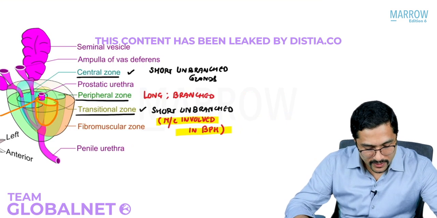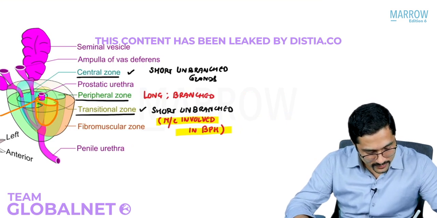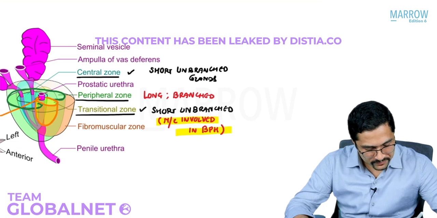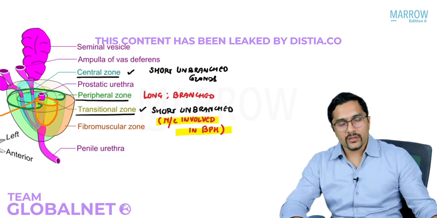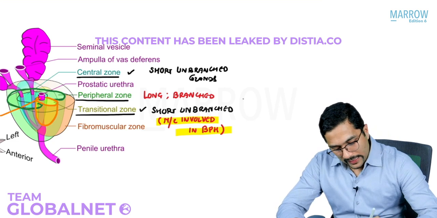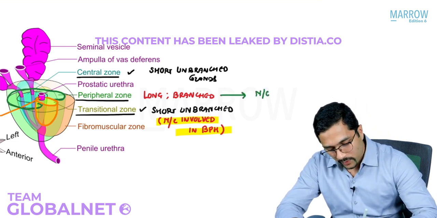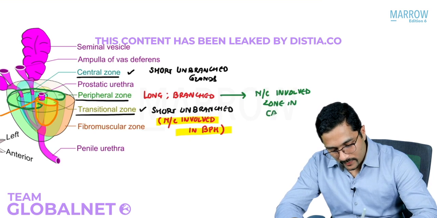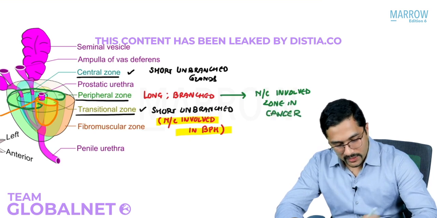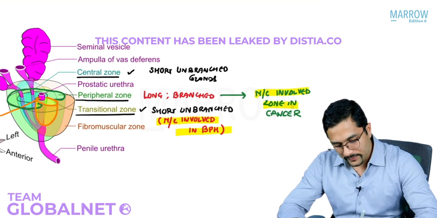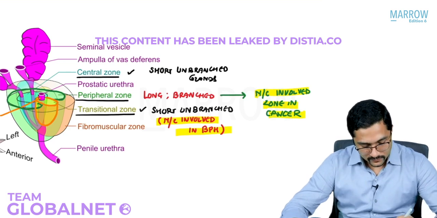The peripheral zone, this green one, is the peripheral zone. You can see a lot of the peripheral zone is lying behind the prostatic urethra. This peripheral zone has long branched glands, and this is the most commonly involved zone in cancer. This question has also been asked. So the most commonly involved zone in cancer is the peripheral zone.